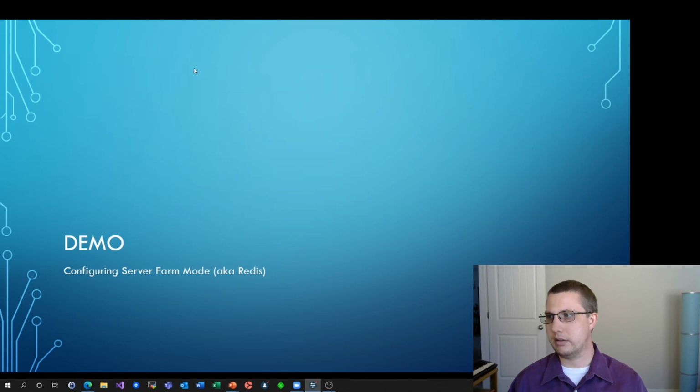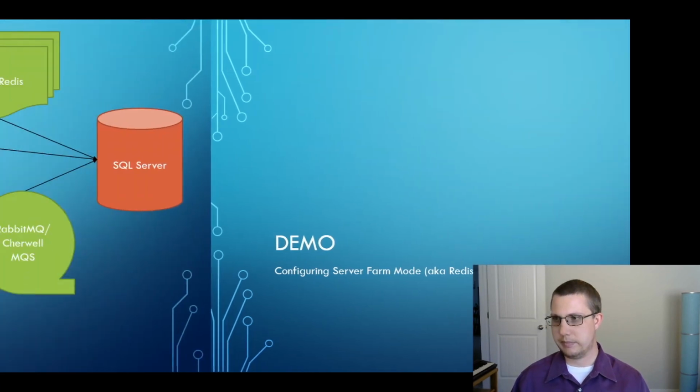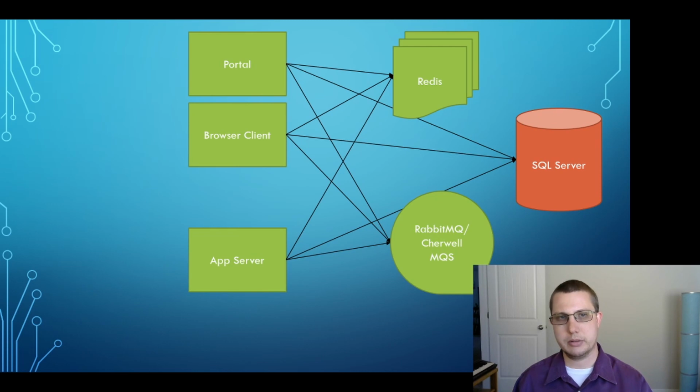So let's go back to the slides. So once you have server farm mode enabled, a note on that: it needs to be set up on every single machine that needs to connect to Redis. So in this slide here, you need to configure it on this machine, this machine, this machine. If they're all running on the same server, you're good. You just configure it on that one server, and you don't need to configure it anywhere else.